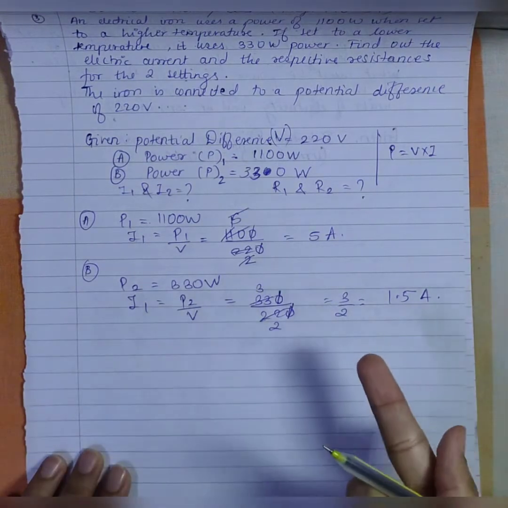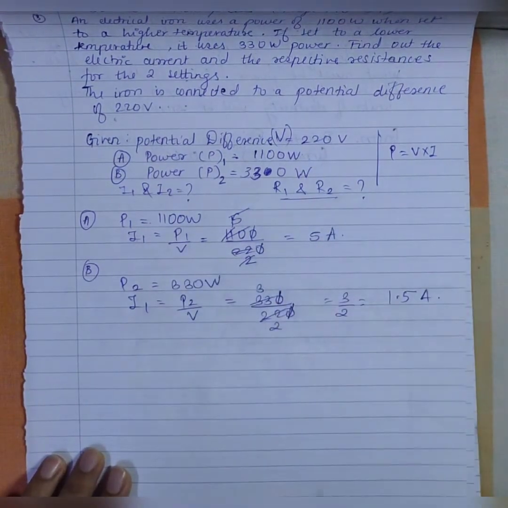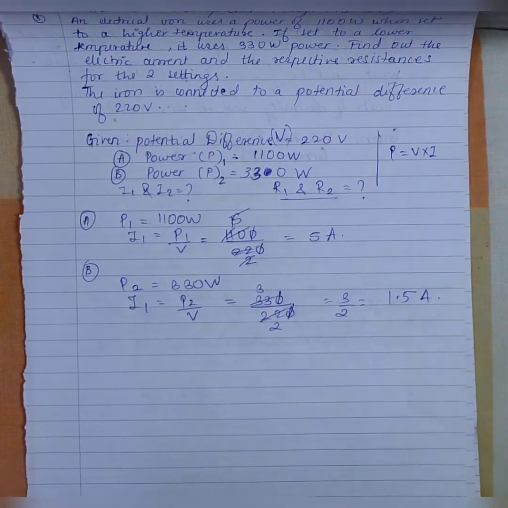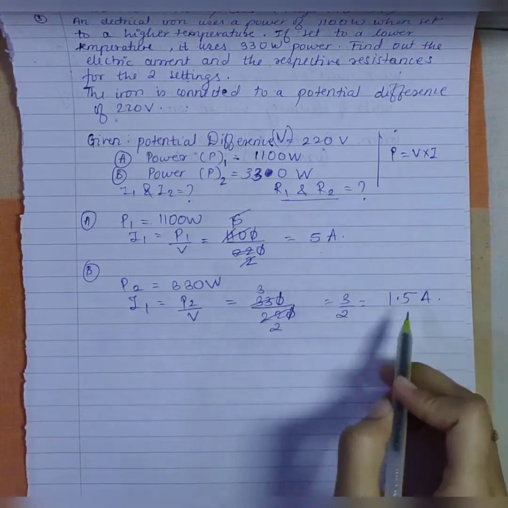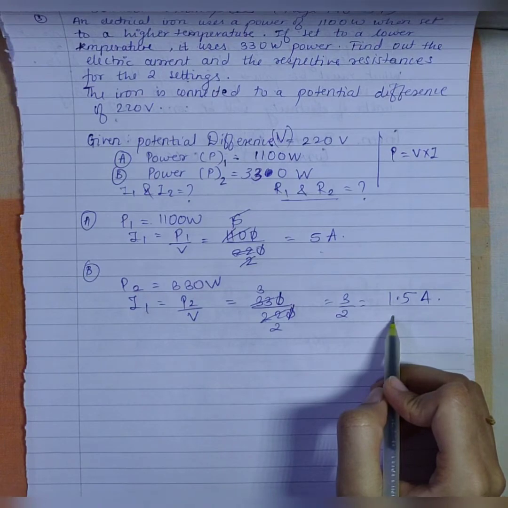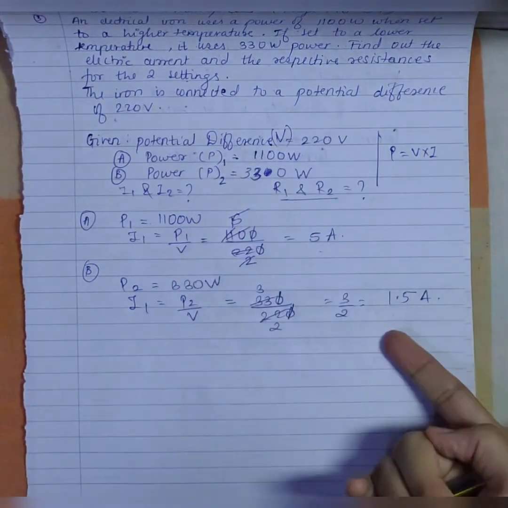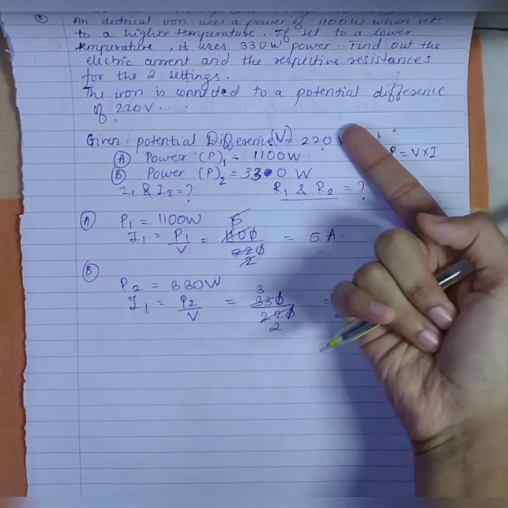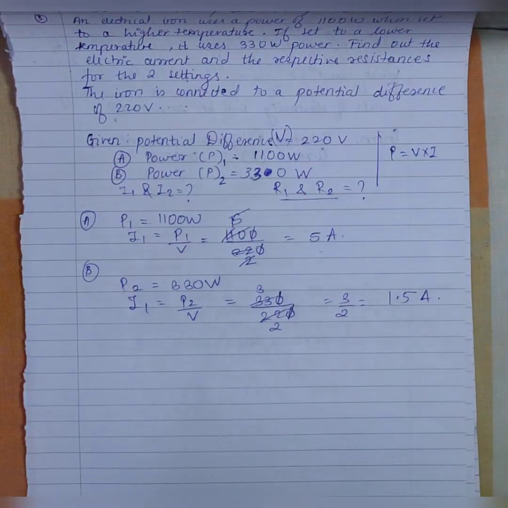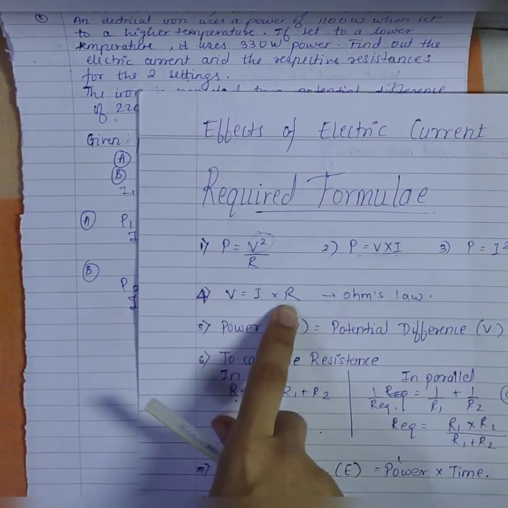Now what else is remained? You need to find R1 and R2 now. Now you have with you I1, I2. You have with you your V. So I is there with you, V is there with you. Can you find your R using the Ohm's law? What does the Ohm's law say? V is equal to IR.